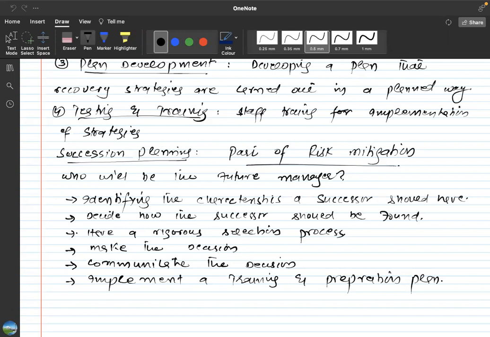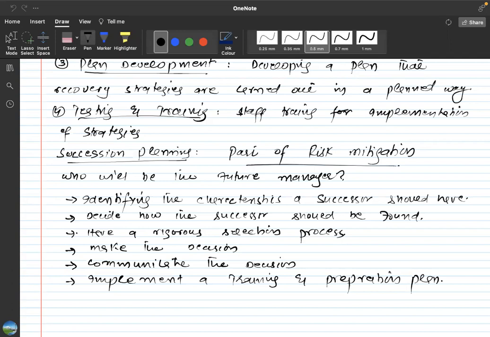Who will be the next managers? This is an important question. Who will be running the company? Who will be the CEO? Who will be the director? This is called a succession plan for the business, that who will be running a business in next few years. How we can do that succession plan?